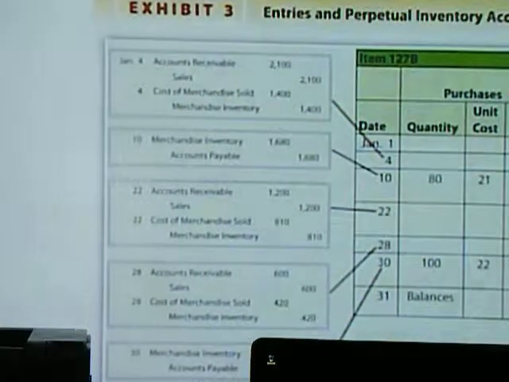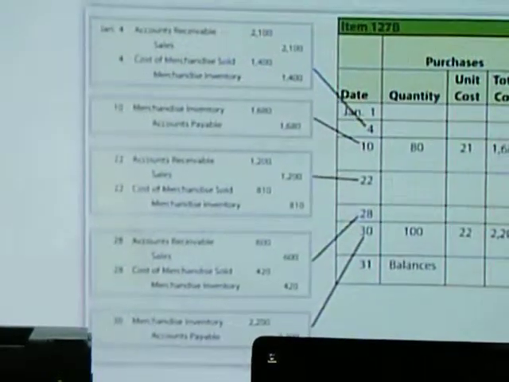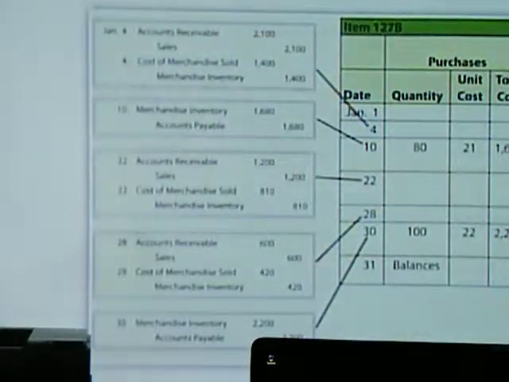Now you will see several journal entries that are recorded on page 316, and these journal entries should look very familiar to you because you just did these in chapter 6. And the first one correlates to the January 4th transaction where we sold 70 units. We had accounts receivable of $2,100 and cost of merchandise sold for $1,400. You can see that on page 316.